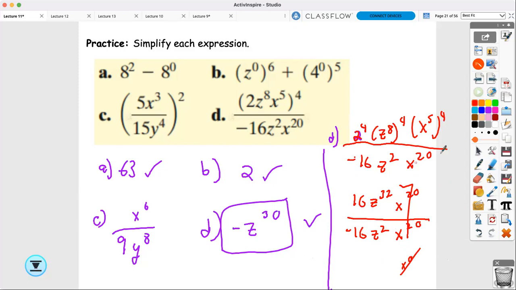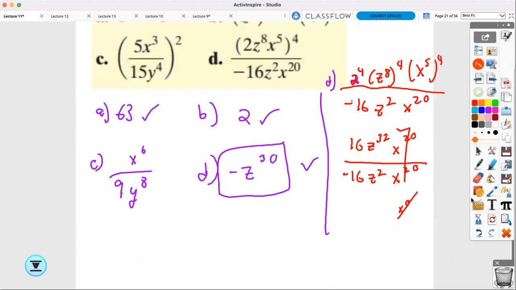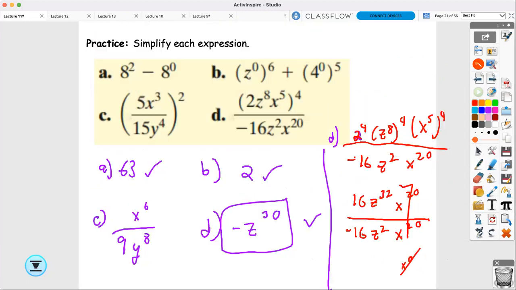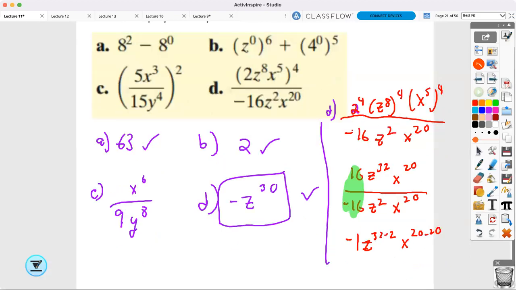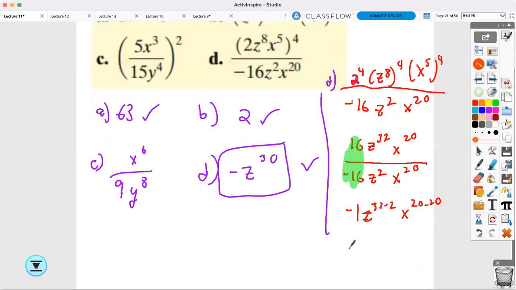So we can actually get rid of that now if we wanted to, if you're comfortable knowing we can cancel it out. Or you can still do the quotient rule, and I'll go ahead and do it just to show you. Well, 16 divided by 16, we're dividing these two, gives us a negative 1. Then we're doing the quotient rule, so it'll be 32 take away 2, and then 20 take away 20. So negative 1 is there, but you can make that invisible.